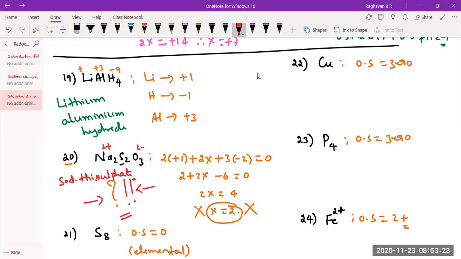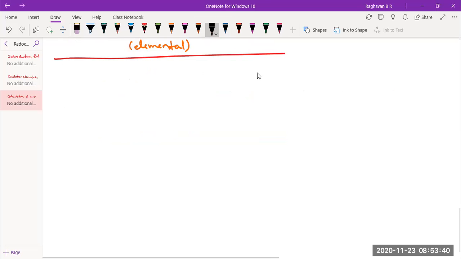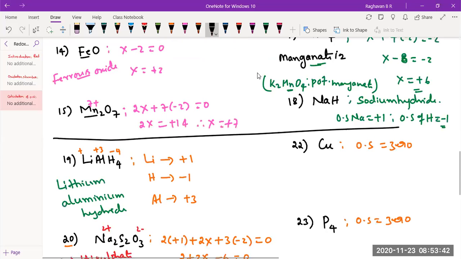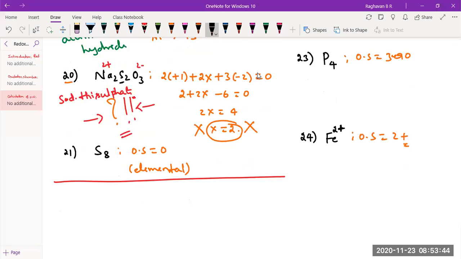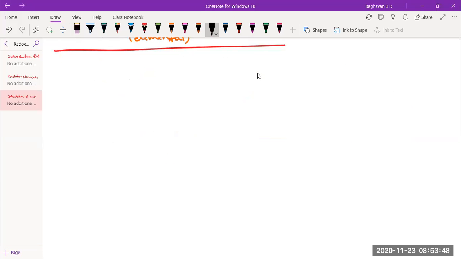I'll give some more compounds. Probably this exclamation would enhance more. There are more surprises awaiting for us. We'll take some more examples. We'll come back to this point. Why it is not +2, I'll tell you. But before that, you have to work out this.